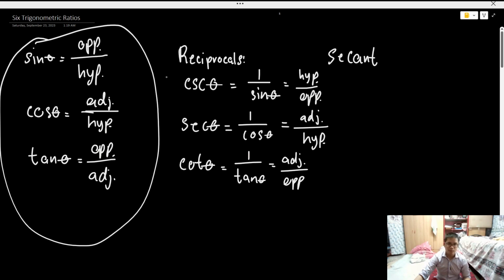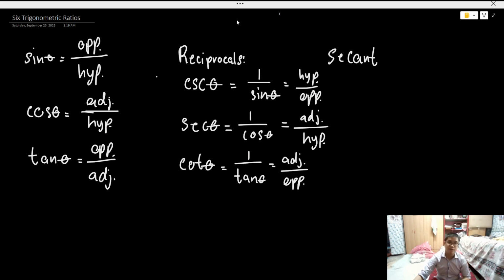So where do they come from though? Because this is a trigonometric function, right? Where do they come from? We will discuss that in the future.